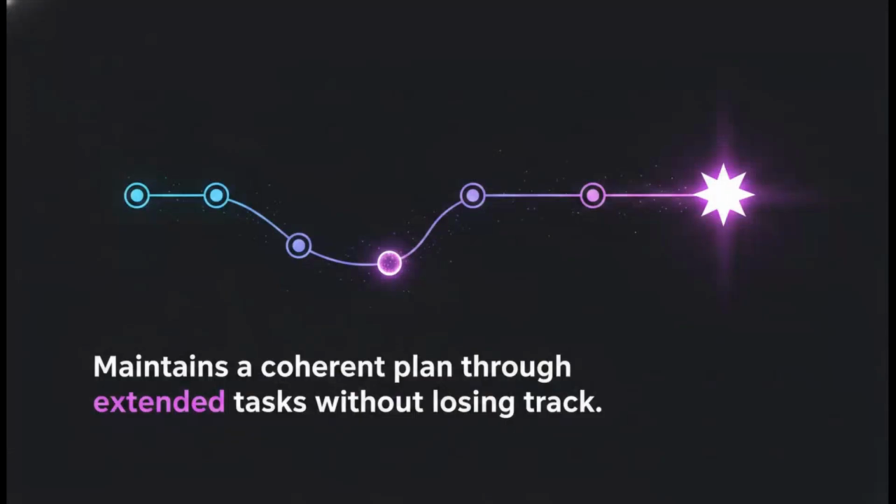Now, it's only able to execute that loop because of something called long horizon reasoning. If you've used AI a lot, you know the struggle. Sometimes if a conversation goes on too long, the AI just completely forgets what the original goal was. Well, Muse Glimmer is explicitly designed to maintain a coherent plan through complex, extended tasks without losing track of the final objective. It keeps its eyes on the prize, which allows it to successfully navigate those autonomous multi-step troubleshooting sessions.